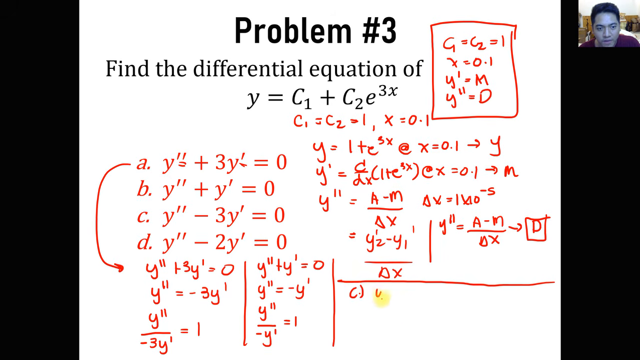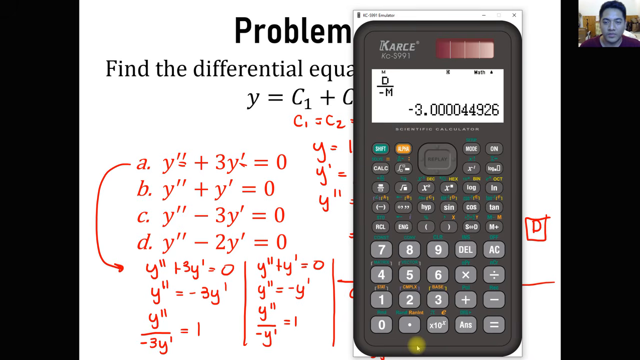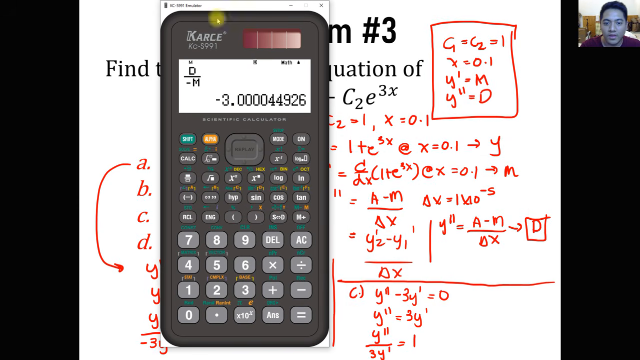So for letter C, you have y double prime minus 3y prime equals 0. So we have y double prime equals 3y prime. Divide both sides by 3y prime, so you have y double prime all over 3y prime equal to 1. Let's try that. I have the d already on the calculator, and 3y prime means m. If this is equal to 1, then that's the answer. All right, this is approximately equal to 1.